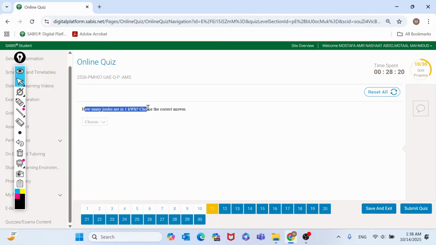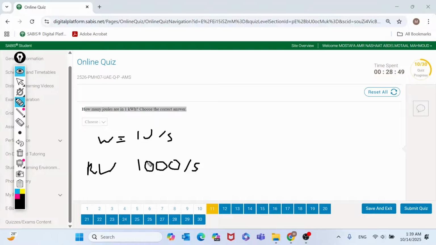How many joules are in 1 kilowatt-hour? Okay guys, you don't even have to memorize this one. 1 watt is 1 joule per second. And 1 kilowatt is 1000 joules per second, right? And you multiply that by an hour.